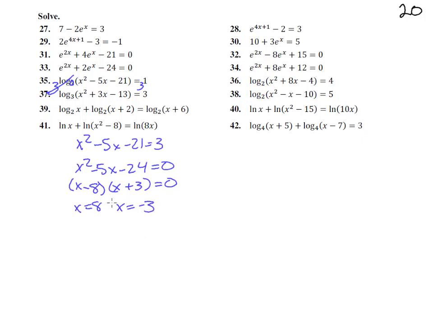All right, let's just double check. We can never take the logarithm of a negative or 0 number. So let's stick them back in and let's make sure we get that. We get 64 minus 40 minus 21. That'd be log base 3 of 3 equals 1. Good. Okay, now a negative 3.